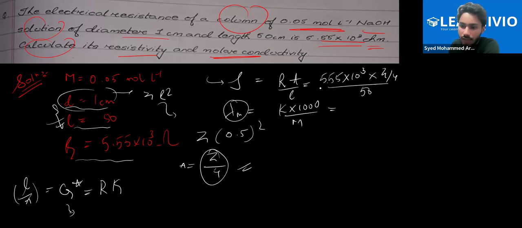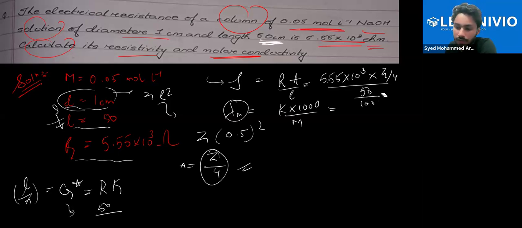So L by A is my 50 divided by, just one second. This is in centimeter, no? So you have to convert this into meter like this. Okay, see, there are two things.